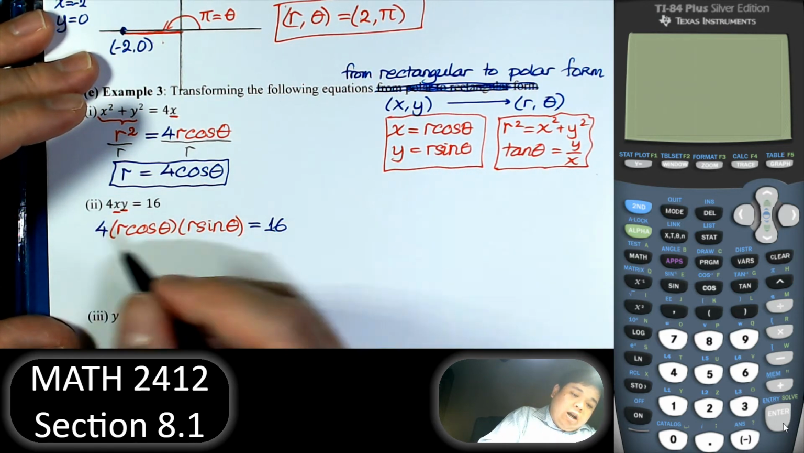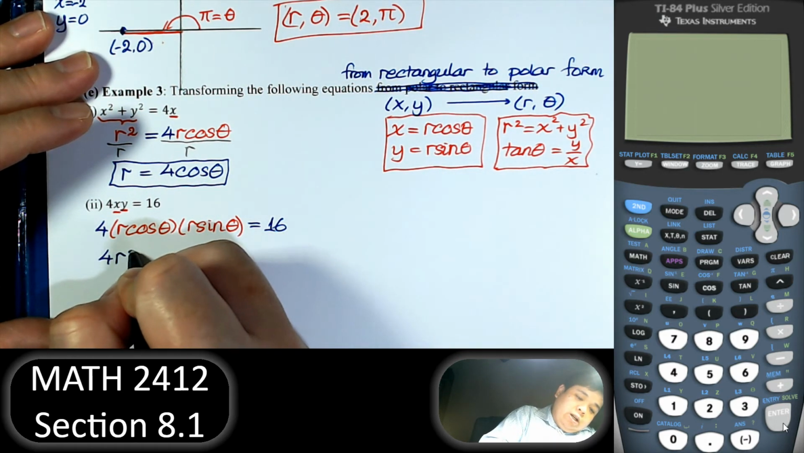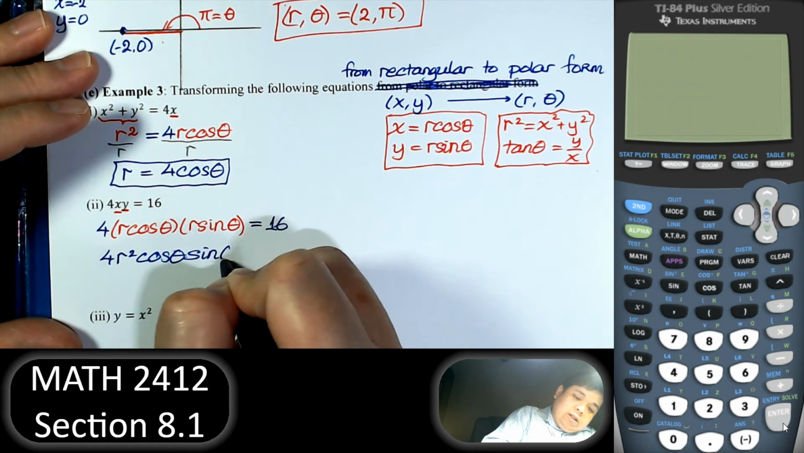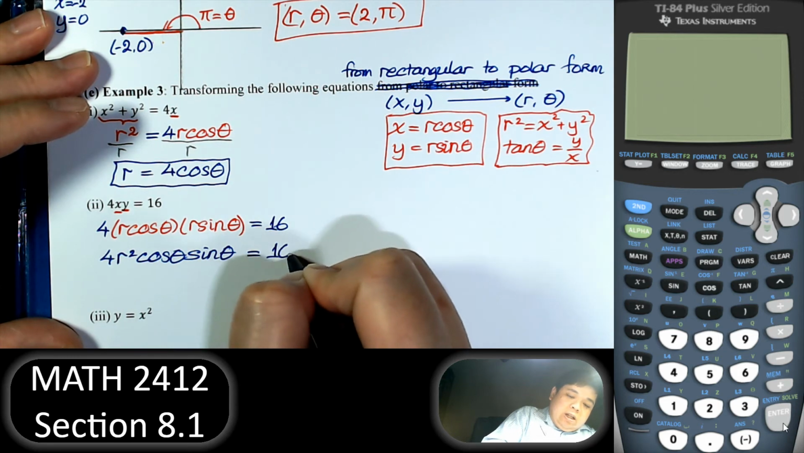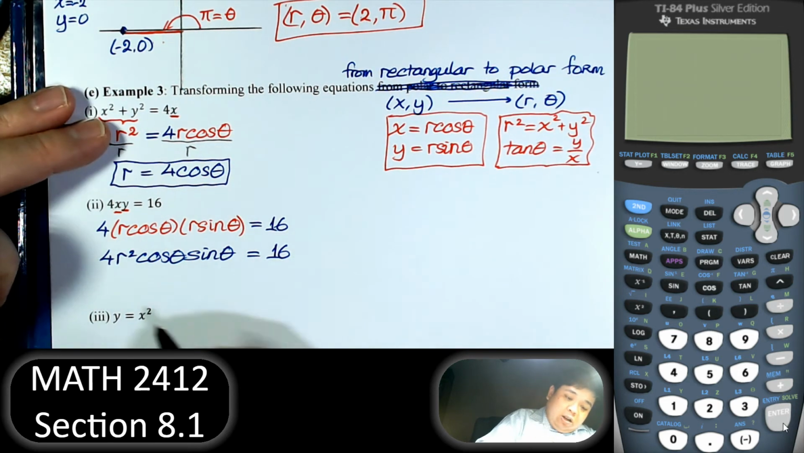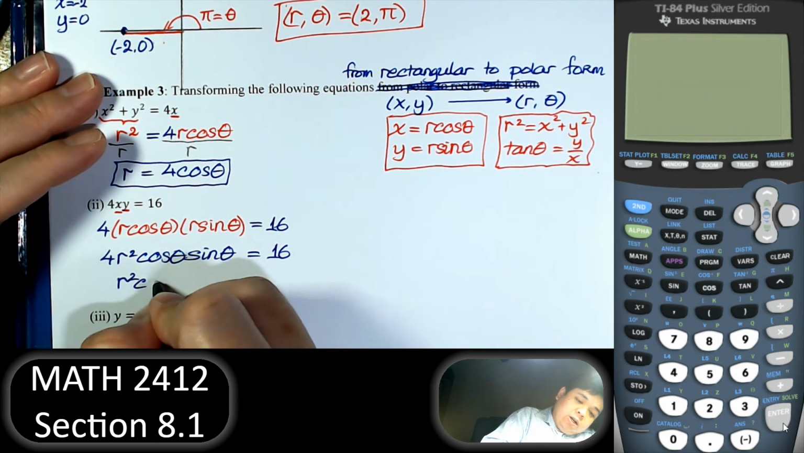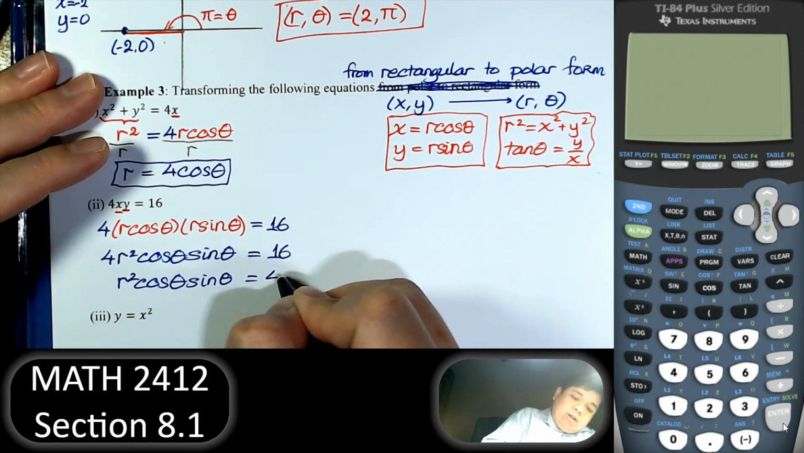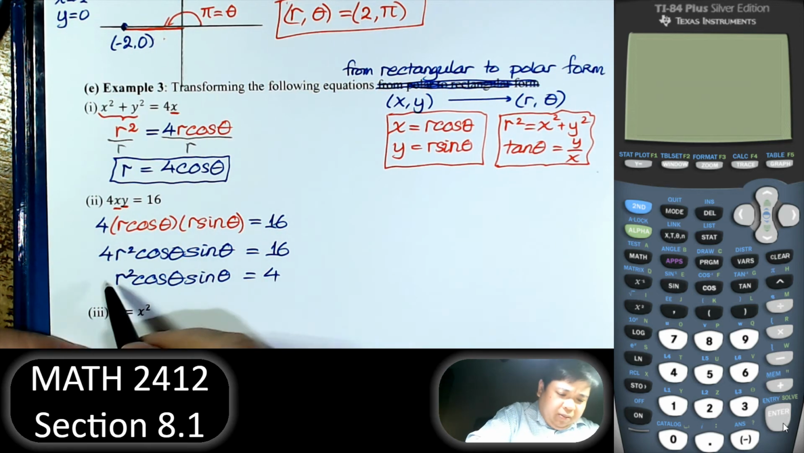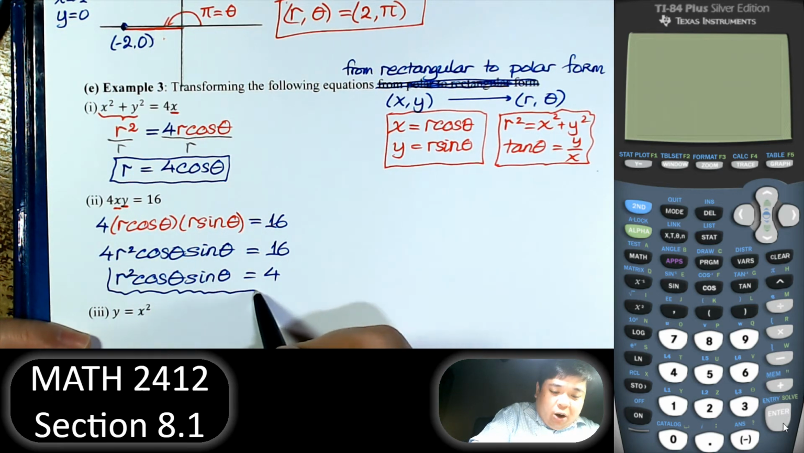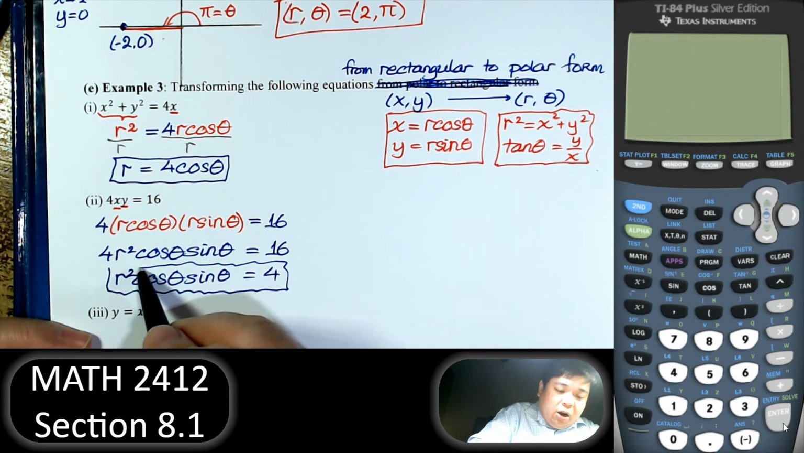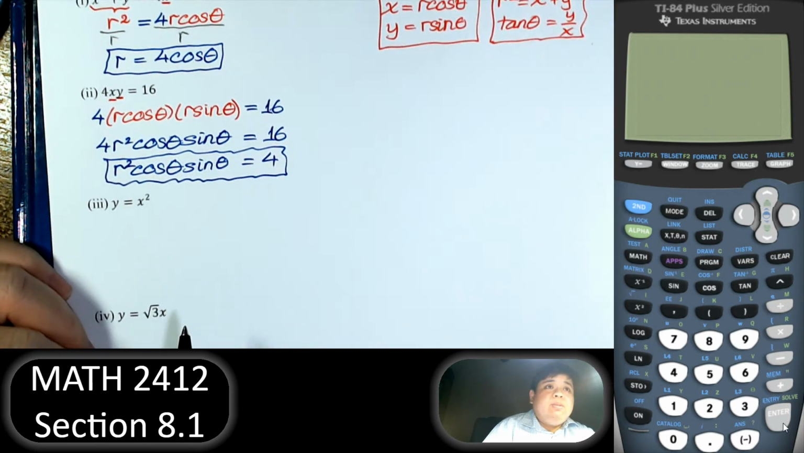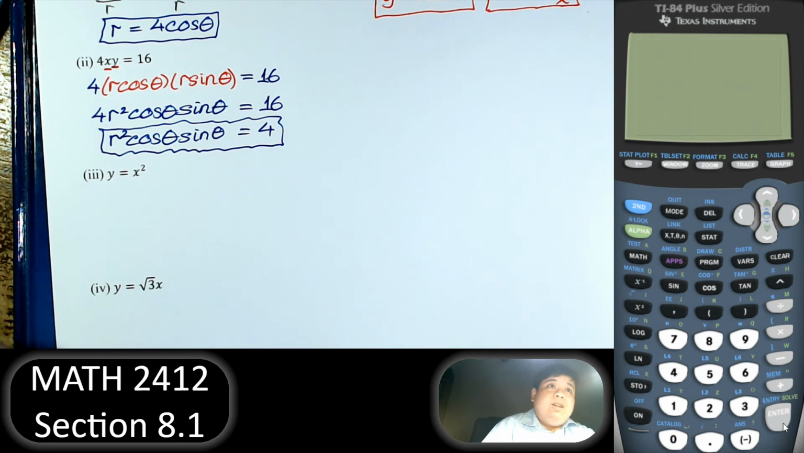And multiply it out, we have r squared cosine theta sine theta equal to 16. Of course, we can divide by 4 on both sides. So r squared cosine theta sine theta equal to 4. Yes, this equation has r and theta in it. So this is in polar form, and that's what we do. So it's straightforward, right?